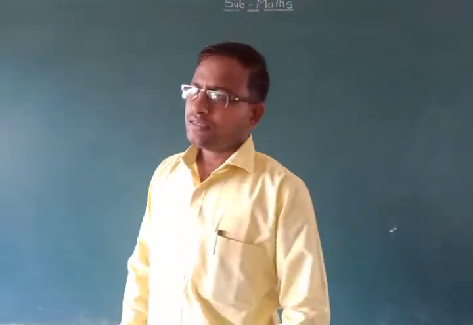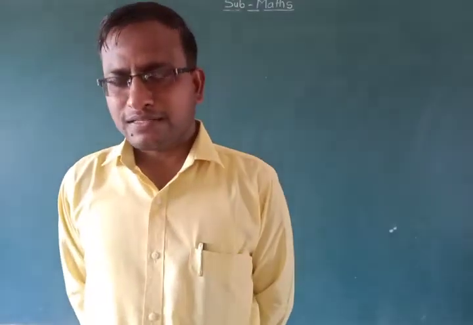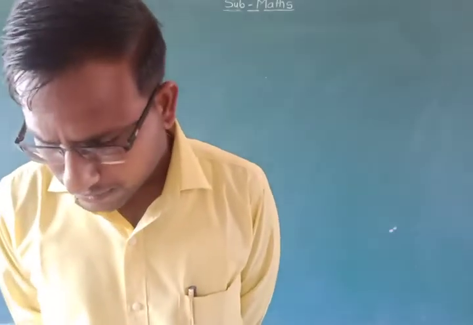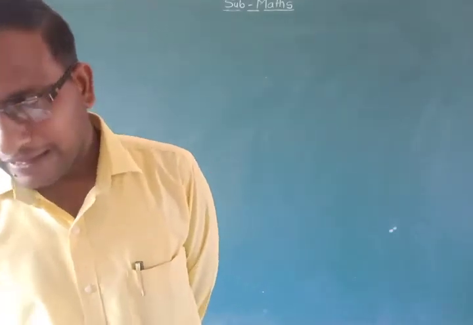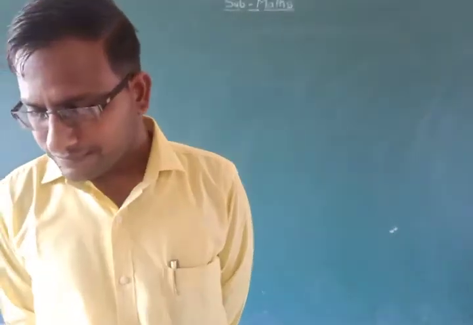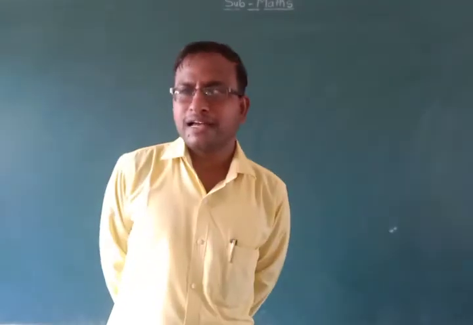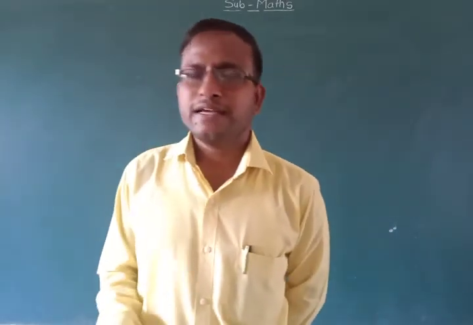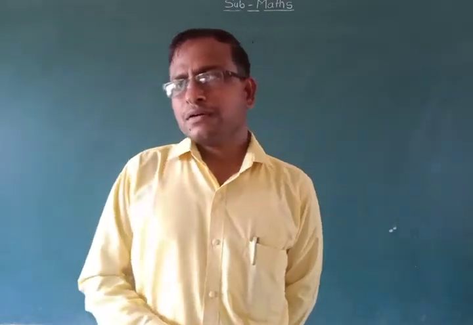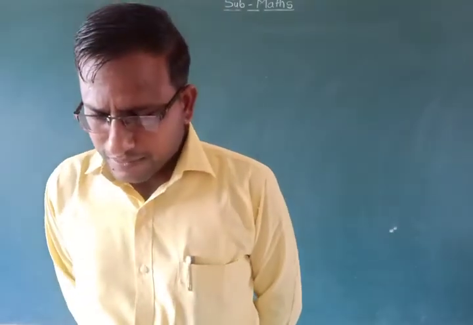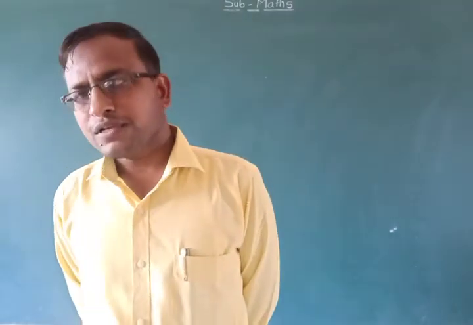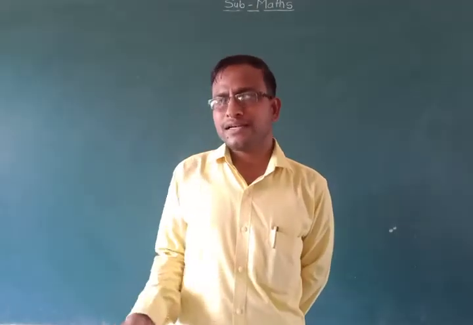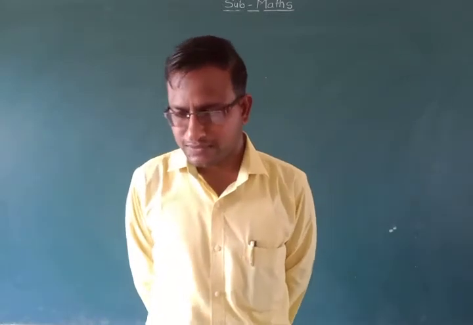For example, the age of Mohit is 15 years and that of Saran is 10 years. How many years is Mohit older than Saran? Mohit's age is 15 years and Saran's age is 10 years. So how many years is Mohit older than Saran? We do subtraction here: 15 minus 10 years, we get 5 years.